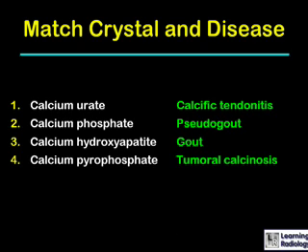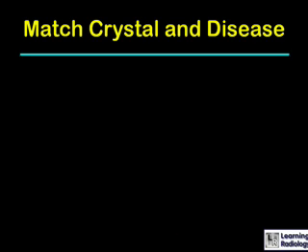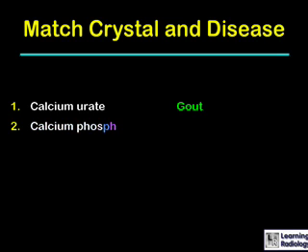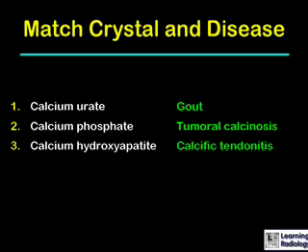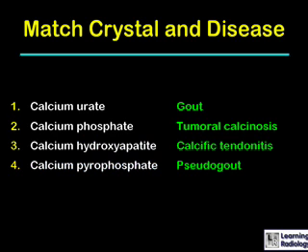The correct associations are: calcium urate is found in gout. Calcium phosphate in tumoral calcinosis, which does also contain calcium hydroxyapatite, but calcium hydroxyapatite is more often associated with calcific tendinitis. And calcium pyrophosphate is found in pseudogout.